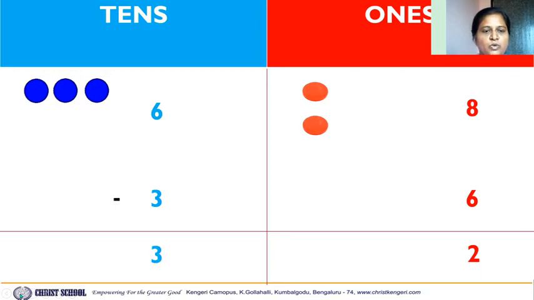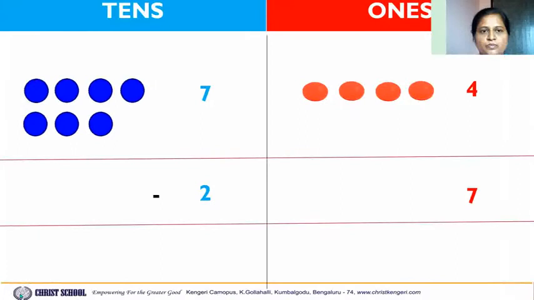Okay, so in this way we can subtract. First, we have to subtract the digits which are there in the ones column, then the digits which are there in the tens column. Okay, one more sum I'm going to do. What are the numbers? 74 and 27. In the ones column I have taken red counters. In the same way, in the tens column I have taken blue counters.